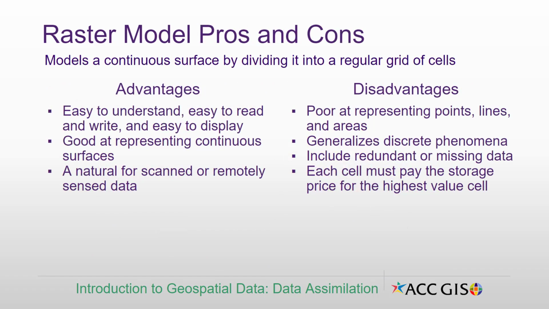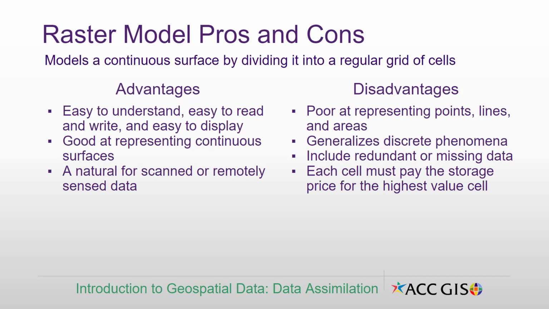Some of the pros and cons associated with the raster data model include advantages like it's easy to understand and easy to read and write and easy to display because it's just rows and columns and values. So the raster format has not evolved or changed as much as the vector format over time. It's very good at representing continuous surfaces, for example, like temperature or population density or soil pH. And it's a natural for scanned or remotely sensed data, for example, like satellite imagery. The disadvantages of the raster model include it's very poor at representing discrete points, lines, and areas because it generalizes those discrete objects and makes them look square.